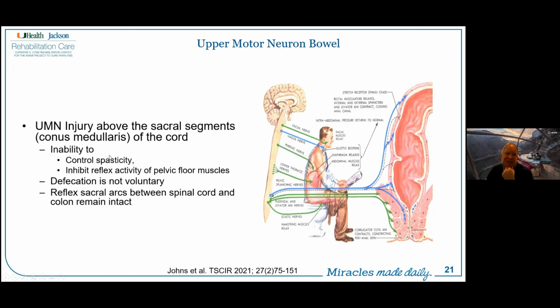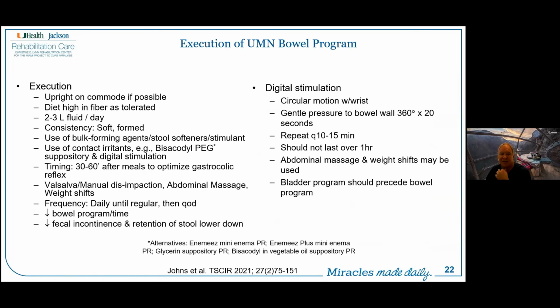brings you to a position where you have the inability to control your spasticity and inability to inhibit reflex activity of the pelvic floor muscles because of disinhibition of those supraspinal inhibitions of all of our reflexes on the way down the cord. Defecation is not voluntary when you have an upper motor neuron bowel, and yet the reflex sacral arcs between the cord and the colon remain intact. And so again, we can take advantage of what we know about those reflexes.